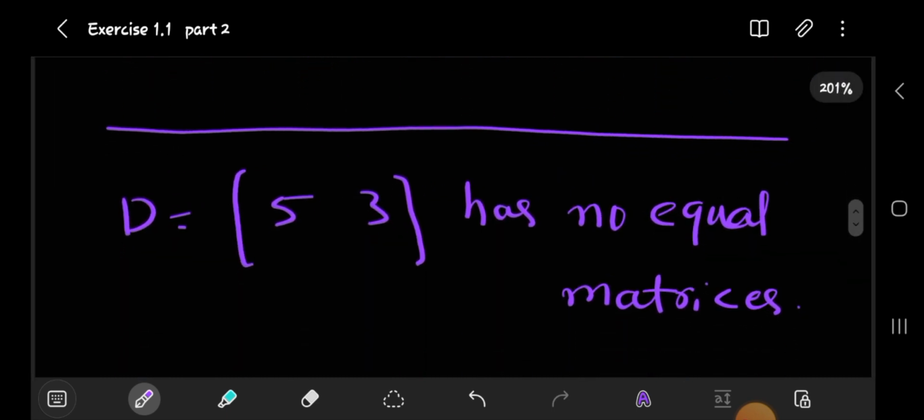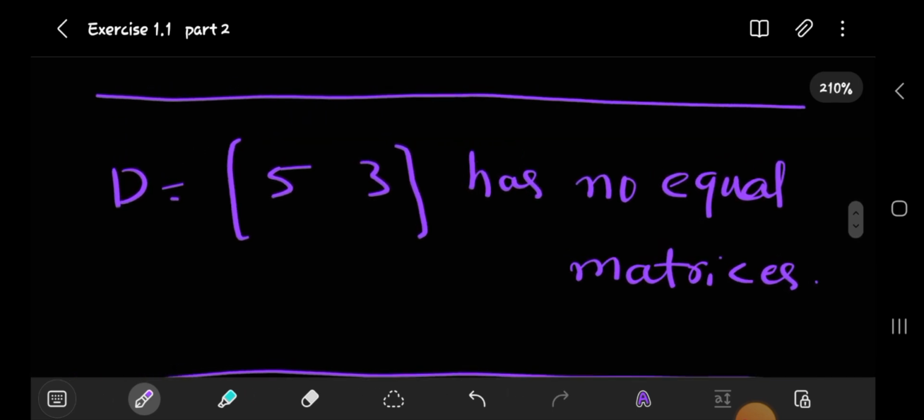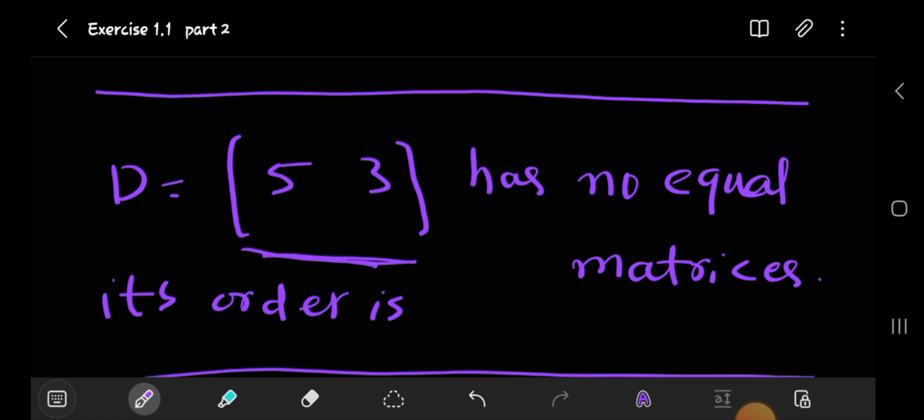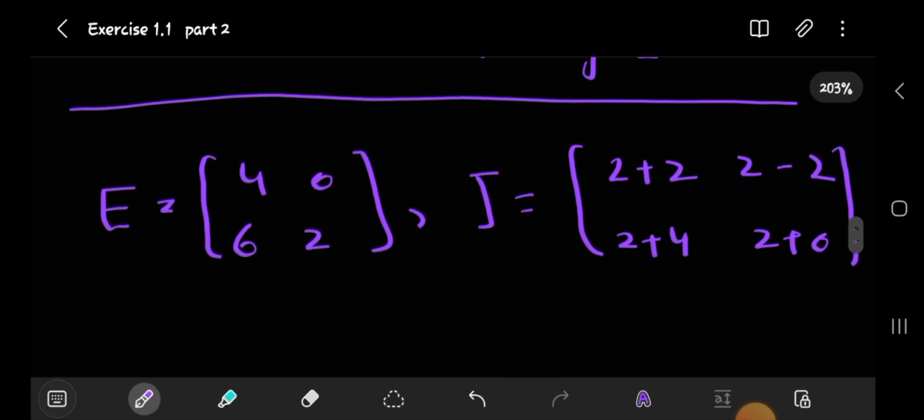Now if we move to the next question, we have D. In question number 2, there is no matrix that is equal to D because its order is 1 by 2, and also there is no identical element in another matrix that matches matrix D. So we can say that matrix D has no equal matrix. So move to the next question.